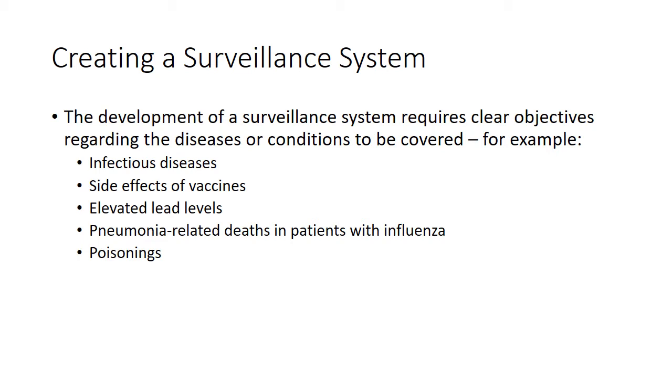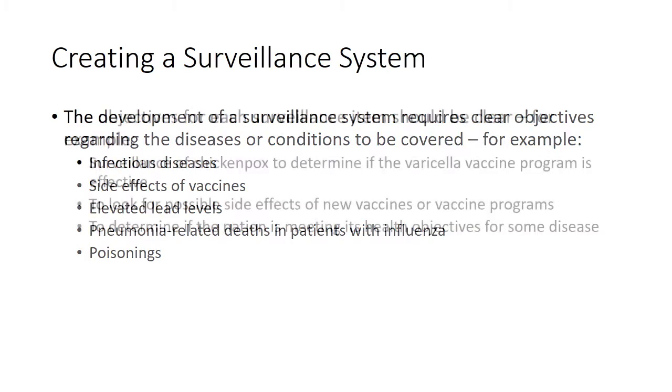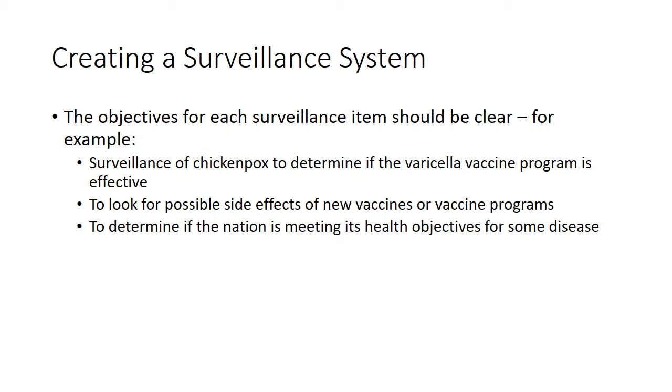So it's really important to have these surveillance systems in place so you can monitor for changes, trends, and so on. Like I mentioned, the objective needs to be pretty clear. For example, with surveillance of chickenpox, you could look at whether the varicella vaccine is actually effective. Or you might look for side effects of new vaccines. For instance, when the swine flu hit several years ago, we had to rush out a new version of the flu vaccine, and one of the big concerns was that not enough safety data had been reported prior to its release. That's why you monitor these things as time goes on.